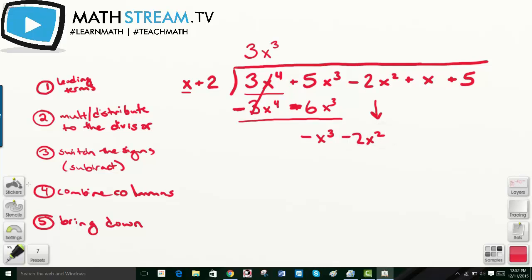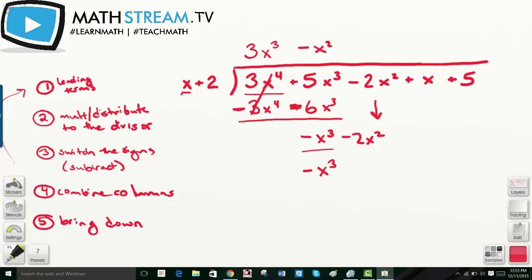So we go through those 5 steps and then we repeat and go back to 1, which is to take the leading terms, x and negative x cubed, compare them and figure out what value we need to write up here. I'm going to say we need a negative x squared. Let's multiply and distribute to see if we're right. Negative x squared times x is negative x cubed. So that's good. But we have to distribute it to both.